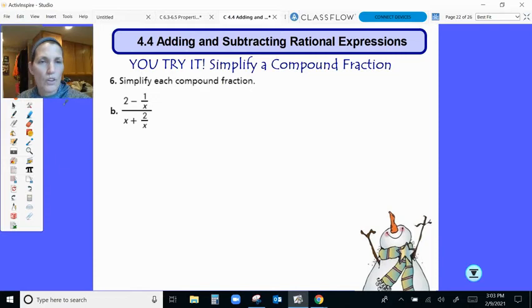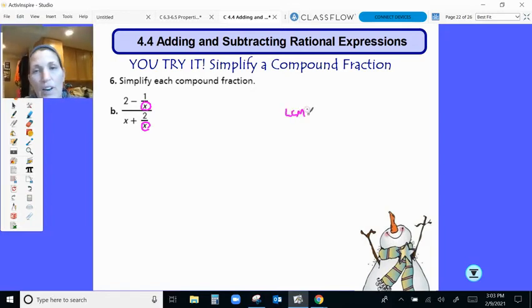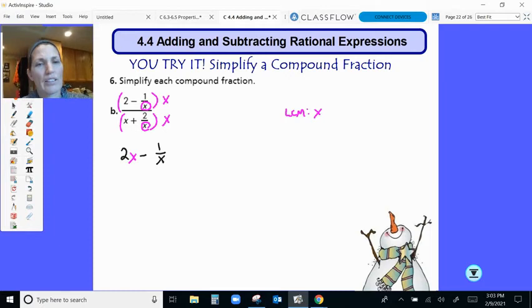So let's do one more. Why don't you try to do this and come back and see how you do, and then we'll go from there. All right, so the LCM here, we have basically an x in common, right? So we're just going to multiply by x, because that's what the LCM would be, since we have the x in common. So we're going to multiply this entire top by x and this entire bottom by x. So this will give us 2 times x, minus 1 over x times x.